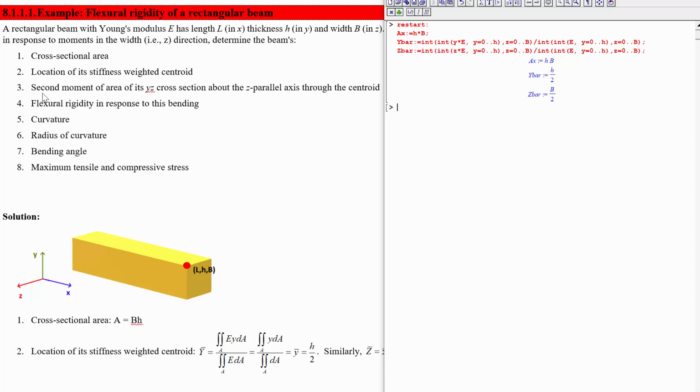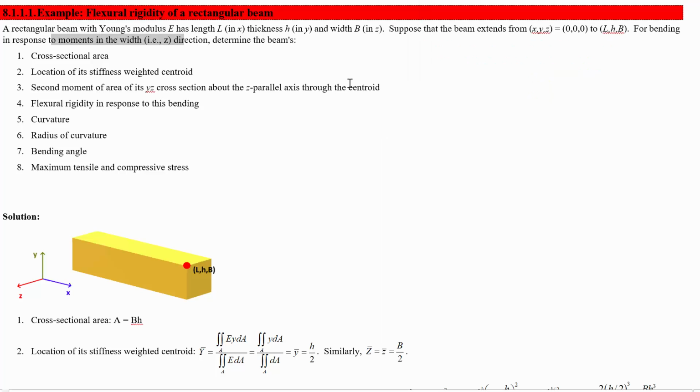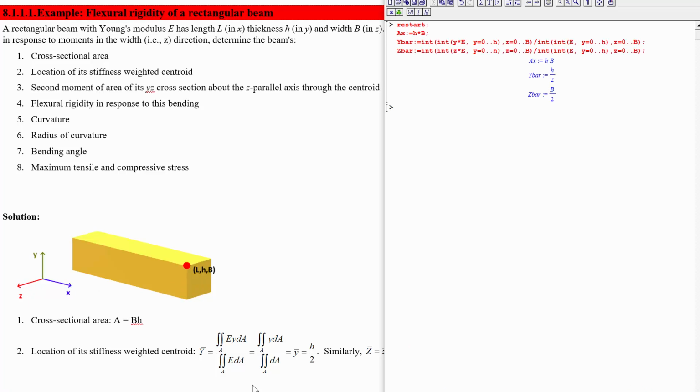All right, next is the second moment of area of its YZ cross-section about the Z parallel axis through the centroid. So the axis parallel to Z that goes through the beam's centroid. That's important because that's going to be the one that is for bending for this thing. So we can call that, let's see, I, maybe ZZ, moment for bending about Z, you'll sometimes see that. Or maybe IZ about, what would we call it, like Y bar or something, for bending about that centroid location.